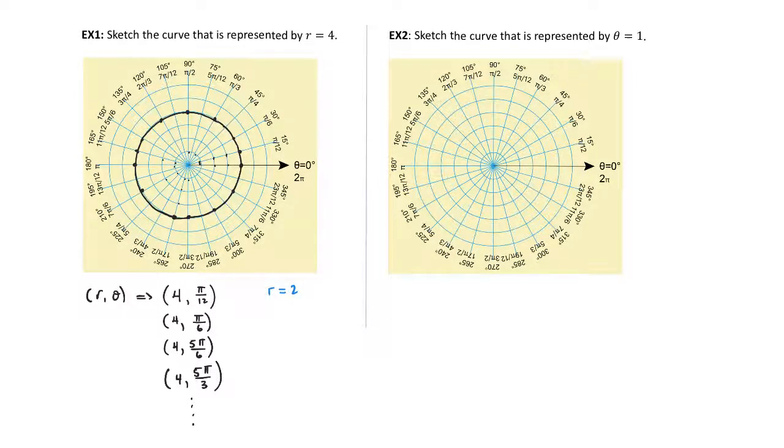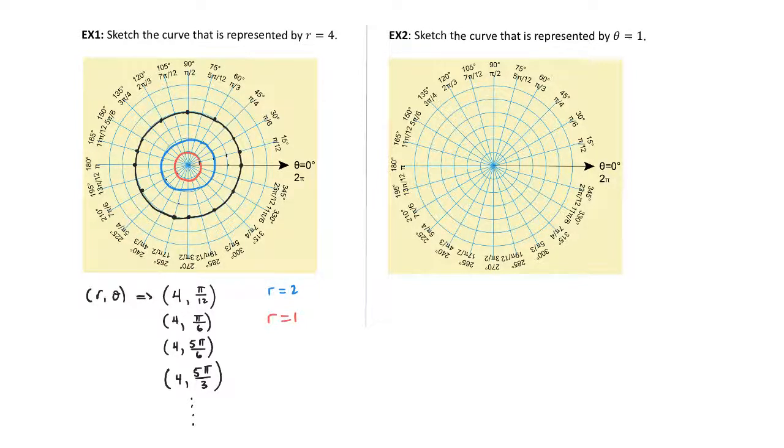r equals 2 describes a circle with radius 2. So it would be exactly 1, 2 right here. It would be this circle right here. If I would have asked you to sketch, let's do that in red, r equals 1, then you would have been sketching this inner circle right here with radius 1.